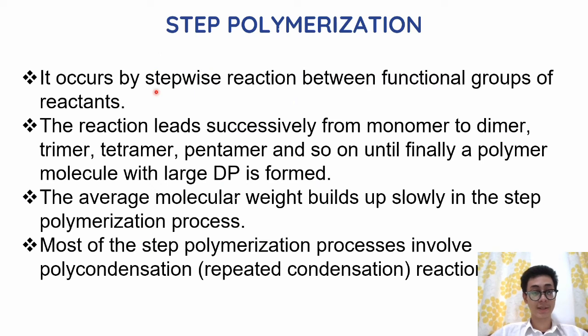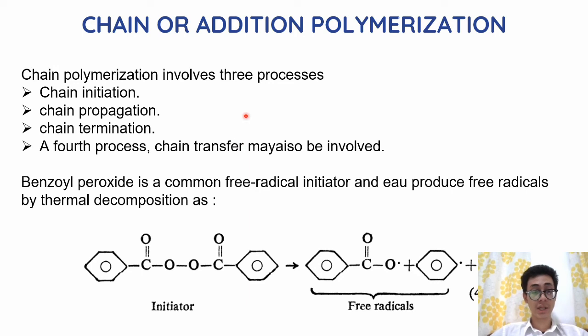4.6 Polymerization process. Step polymerization. It occurs by stepwise reaction between functional groups of reactants. The reaction leads successively from monomer to dimer, trimer, tetramer, pentamer, and so on until finally a polymer molecule with large DP is formed. The average molecular weight builds up slowly in the step polymerization process. Most step polymerization processes involve polycondensation or repeated condensation reactions.